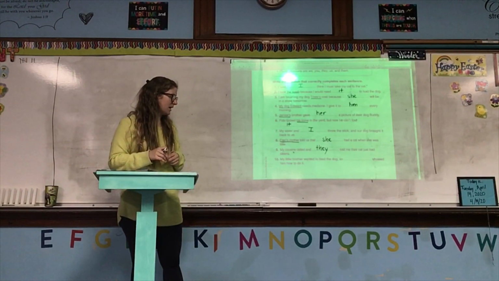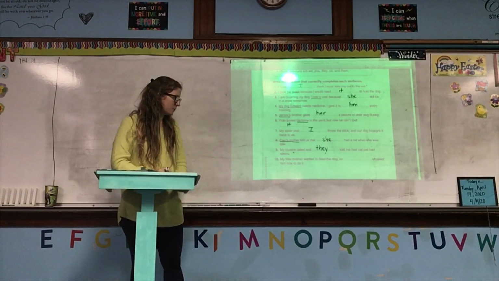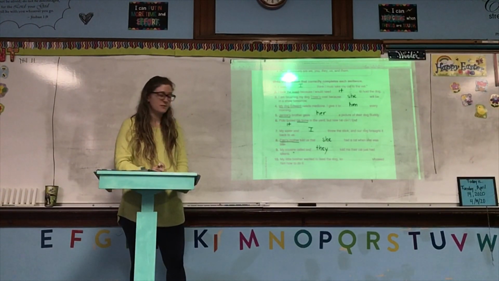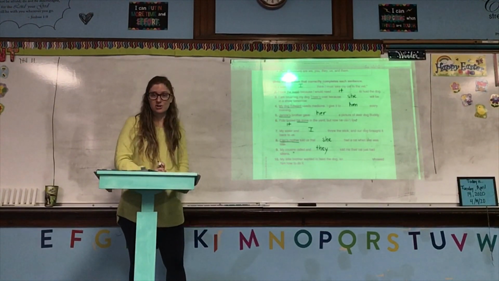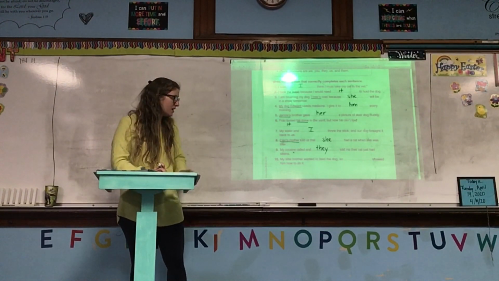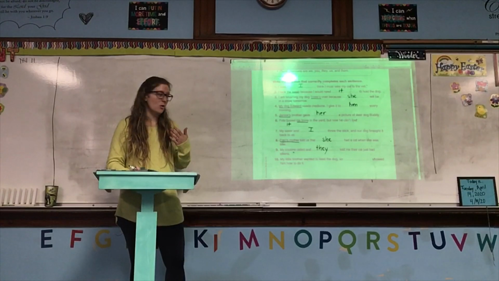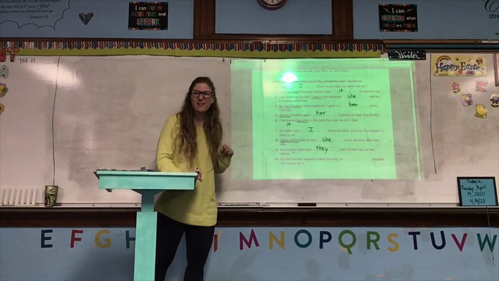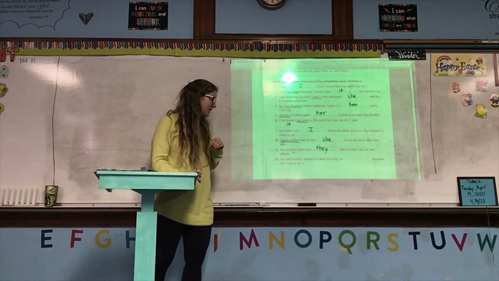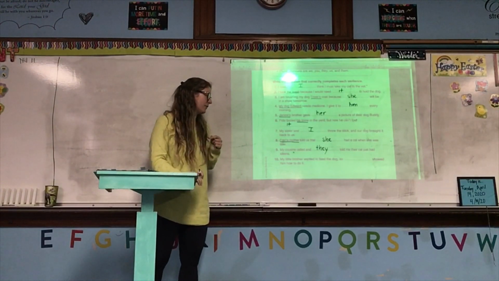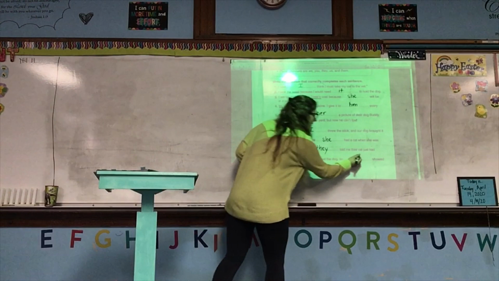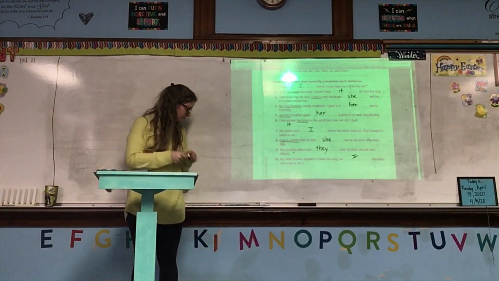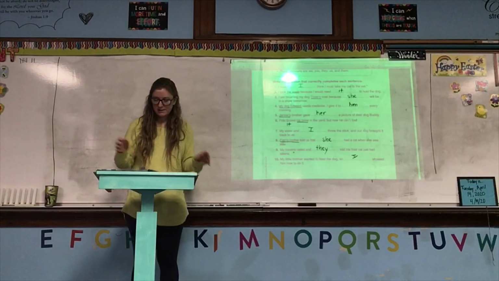Number 10. My little brother wanted to feed the dog, so blank showed him how to do it. Well, my little brother's not going to show himself how to feed the dog, and the dog's not going to show my little brother how to do it. So that means it has to be I or me. My little brother wanted to feed the dog, so me showed him how to do it. Or my little brother wanted to feed the dog, so I showed him how to do it. I works best, so that's what we're going to put.